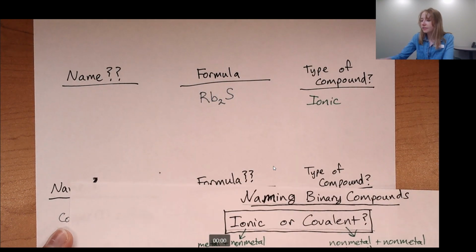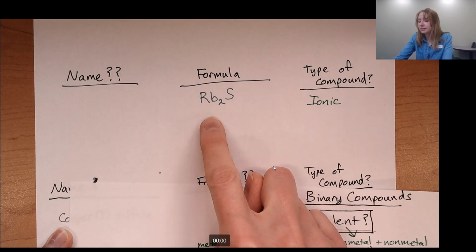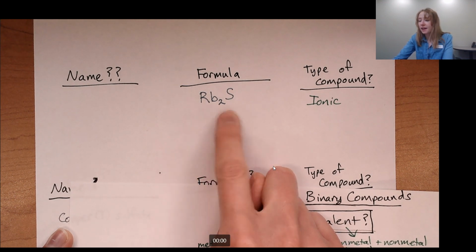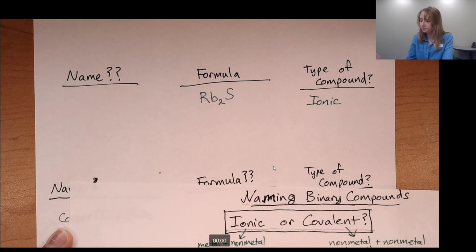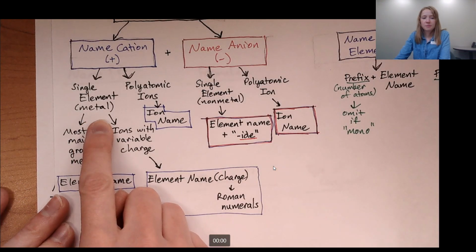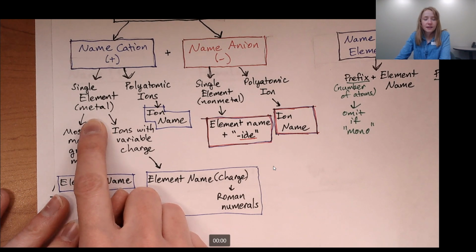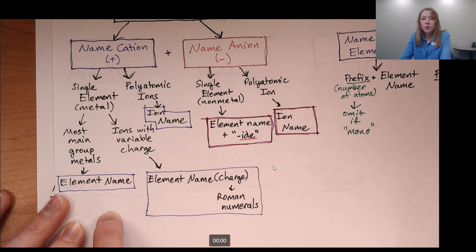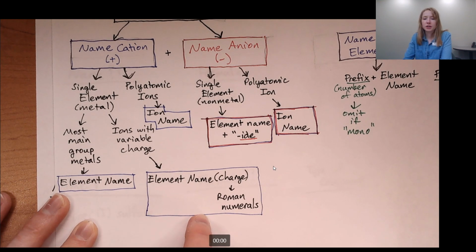So if we look at this, this is a 2-element compound. So we know we're looking at a single element cation, which is the metal, and then a single element anion, which is going to be the nonmetal or the sulfur. So we're going to use the rules for naming a single element cation, but we do need to check whether or not we need to include the charge with the name.